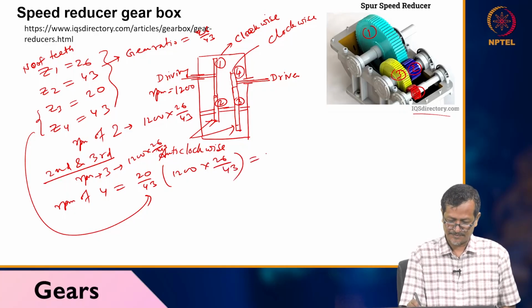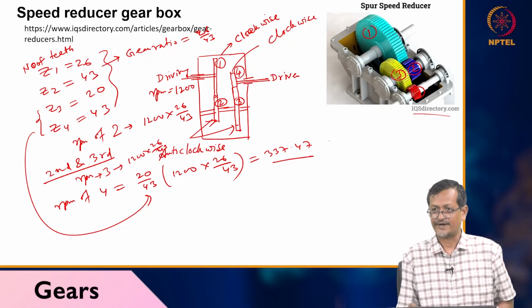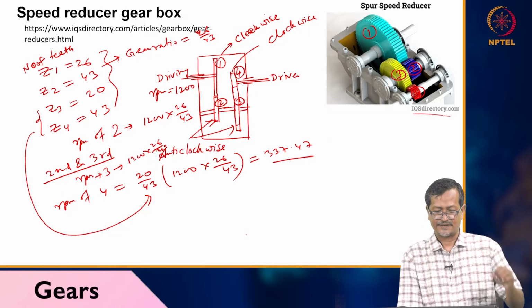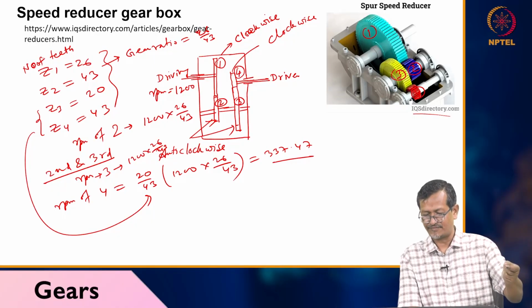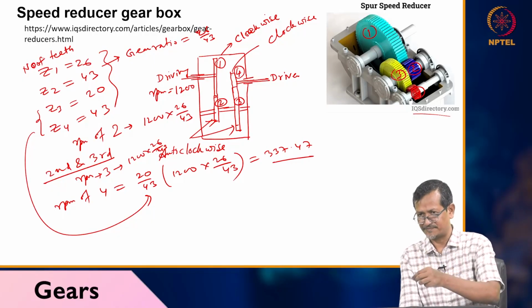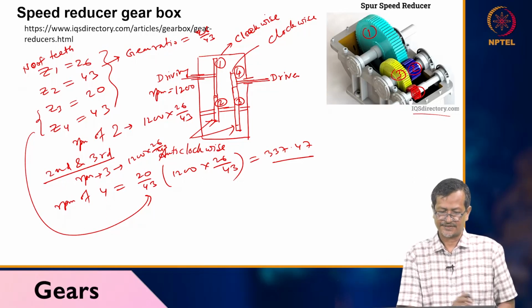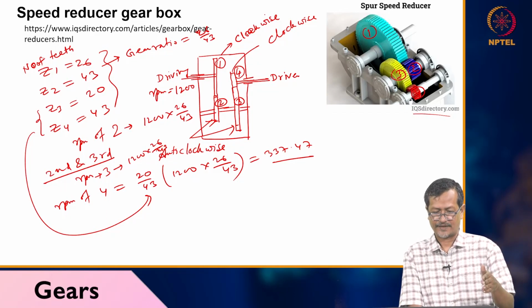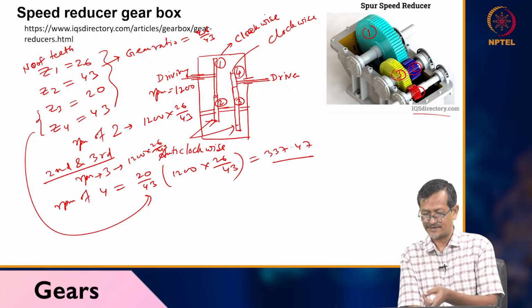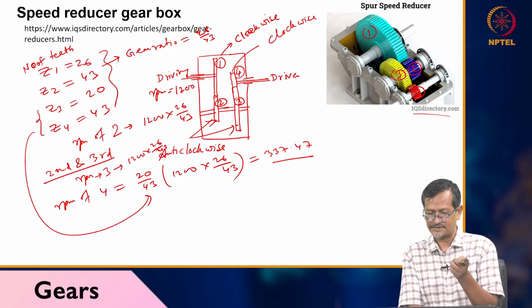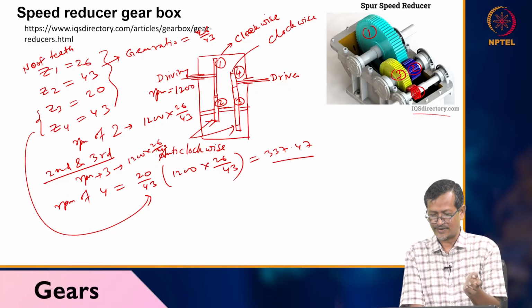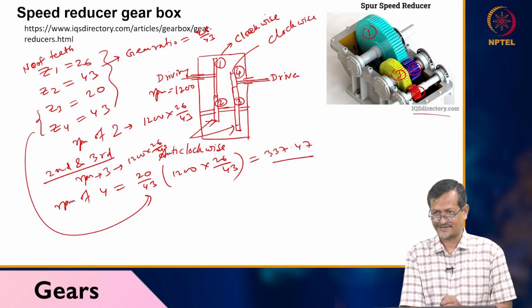Okay, so it becomes 337.47. So this is my final RPM. The initial shaft had RPM 1200, and the final shaft becomes 337 RPM. So this way you can reduce your speed from the engine. Let's say an engine has 1200 RPM, so you can get 337. That means if your required propeller speed is 200, then this is still high, so again you have to change your gear sizing.